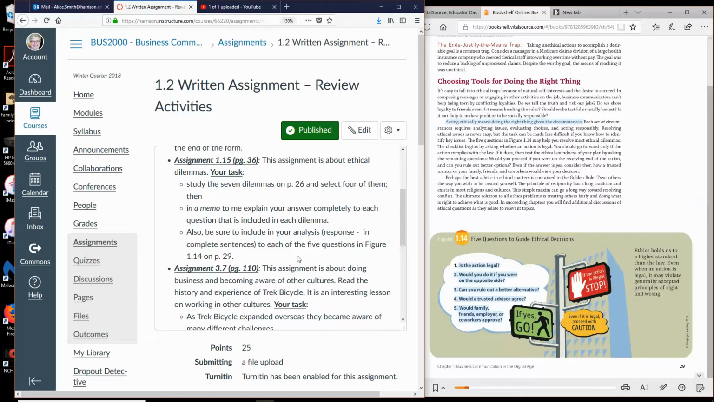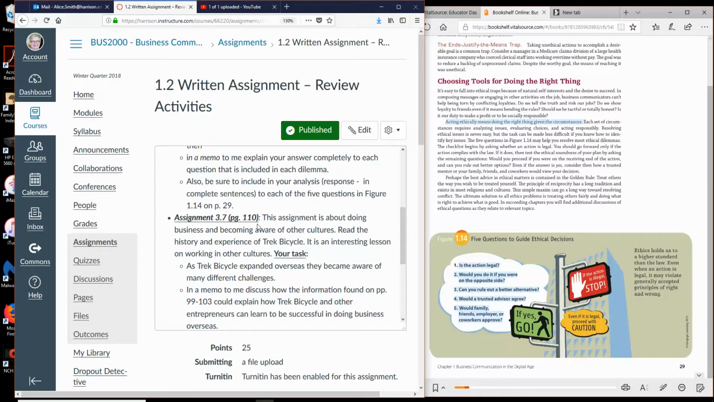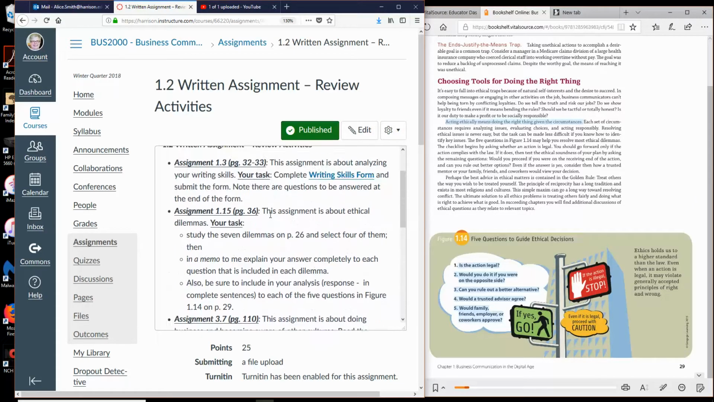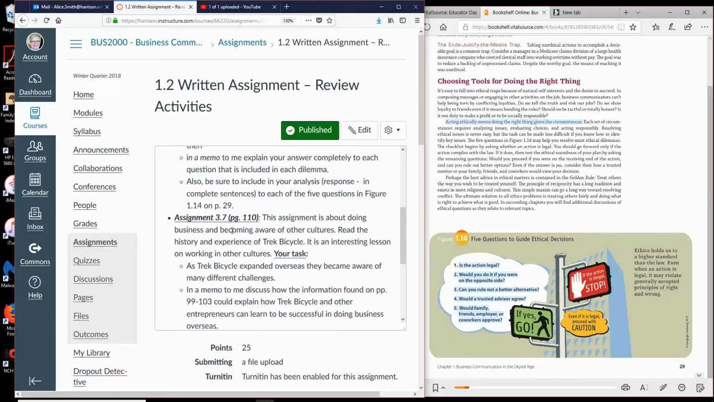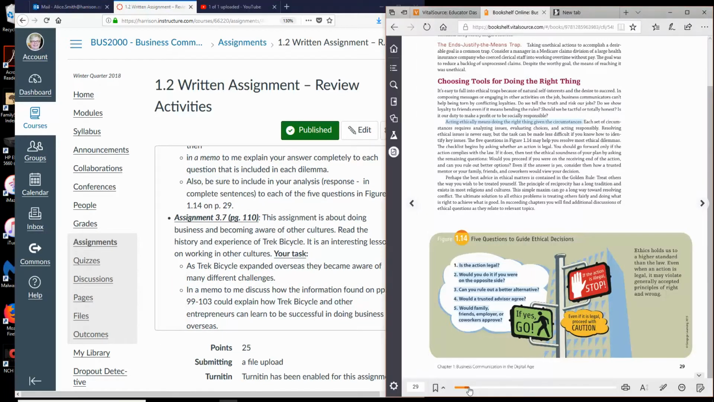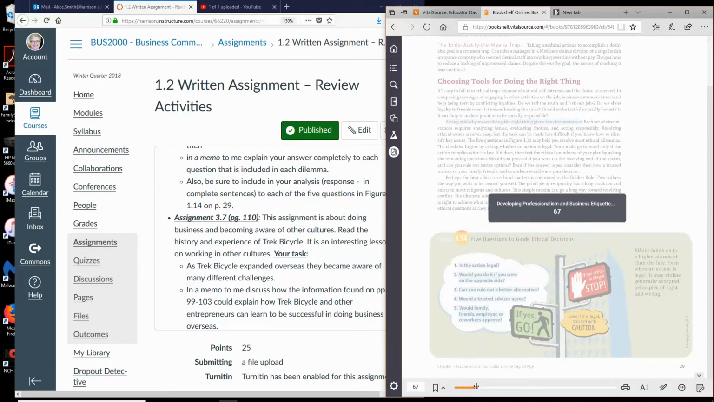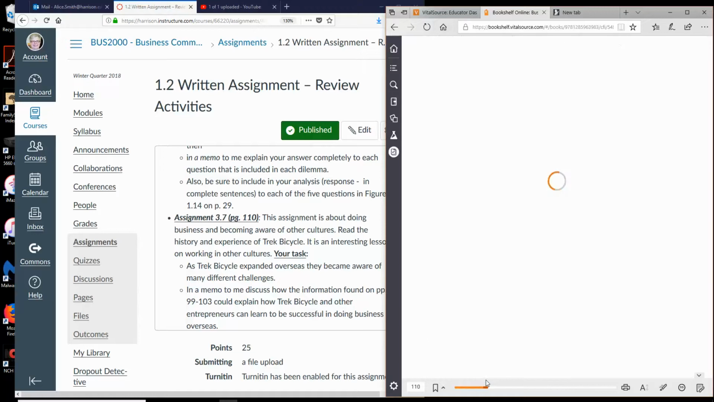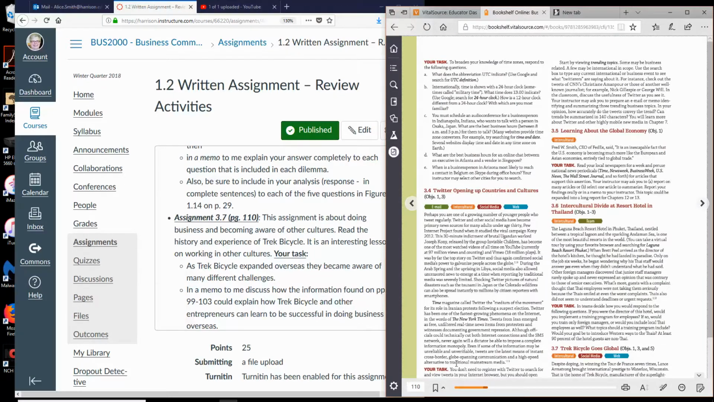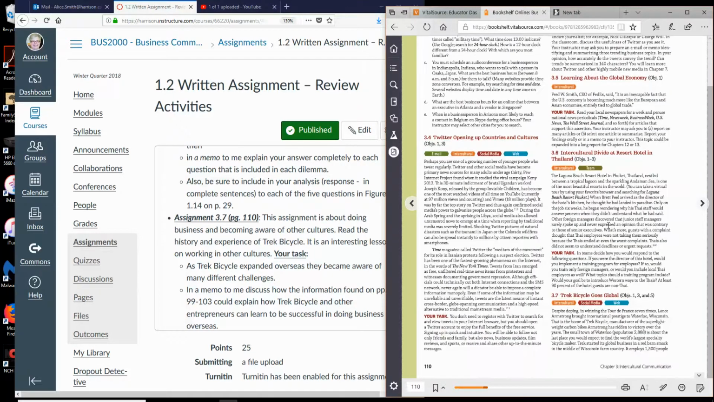Okay, incomplete census memo format. Now, so we've done that form, and now assignment 3.7, which is chapter 3, page 110. I have a tendency to overshoot. Okay, I nailed it. All right, 3.7.